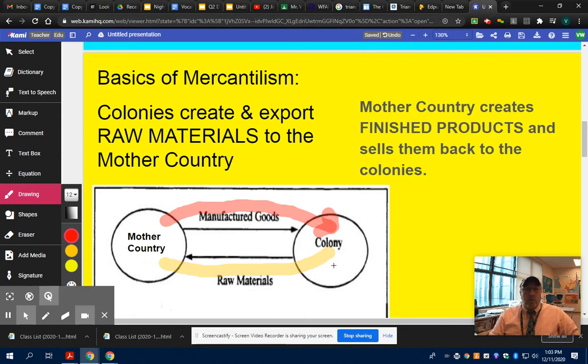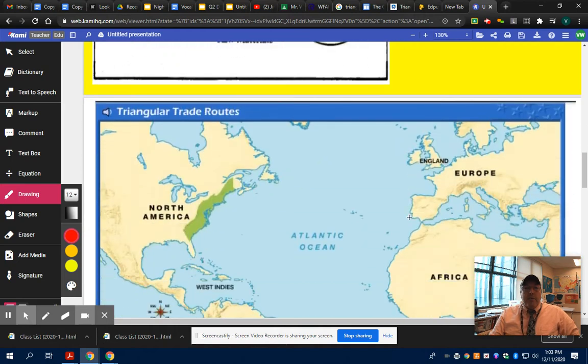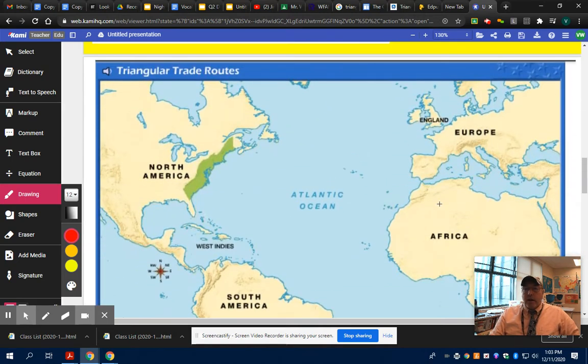That sort of idea. The raw material could be iron ore dug up out of the ground, shipped back to the mother country where it's turned into tools or nails. Those tools and nails are sold back to the colonies. Two ways to look at this. Okay? The first way is one where we cut out England and one where everything goes through England.